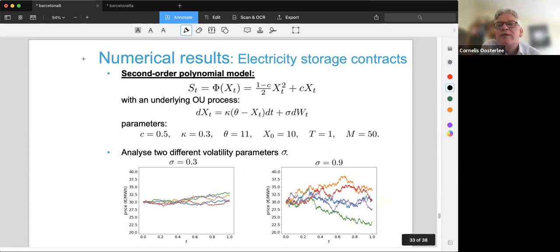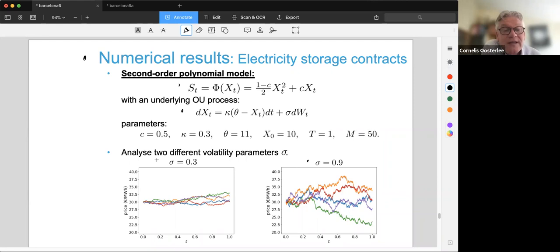Now let's show some numerical results to finalize this piece. We look for this with a second order polynomial. We have an underlying Ornstein-Uhlenbeck process, and we have some parameters: little c is 1/2, kappa 0.3, theta 11, x0 is 10, t is equal to 1, and there are 50 opportunities to make a decision. We analyze 2 volatility parameters, 0.3, which is low volatility, and 0.9, which is a high volatility. And we see that then in 1 year, the prices fluctuate quite drastically from 30 all the way to 37 and all the way down to possibly 22.